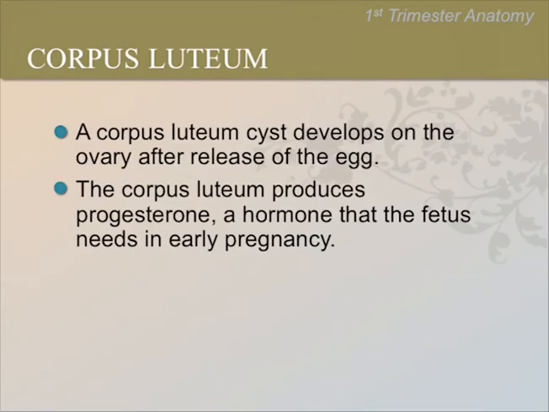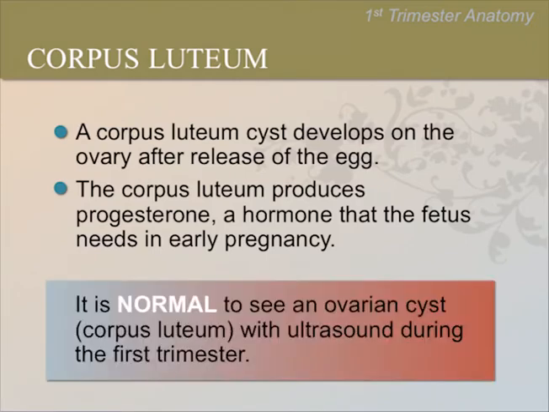Often, you may see a corpus luteum cyst on the ovary during the first trimester. The corpus luteum is a cyst that develops on the ovary after the egg is released. It makes progesterone that helps to support the early pregnancy. It is normal to see an ovarian cyst with ultrasound during the first trimester.